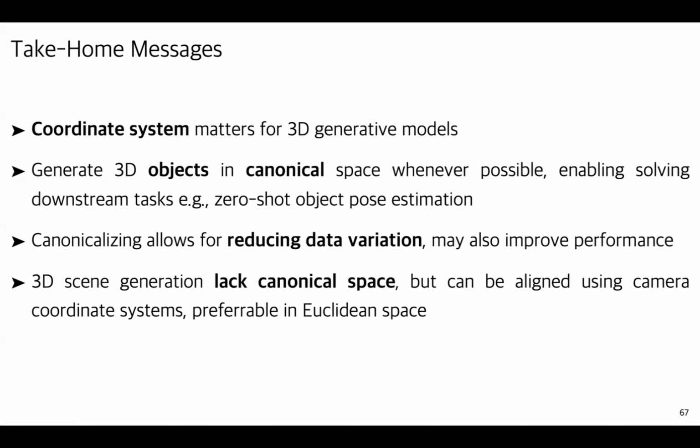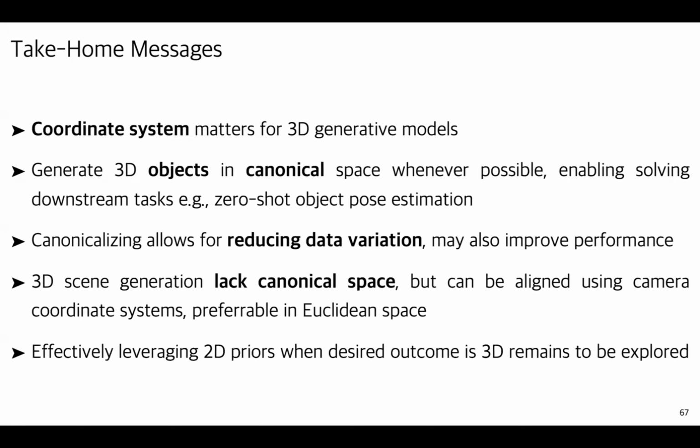But for scene generation, we lack a canonical space, but this can be aligned using the camera coordinate system, preferably in the Euclidean space instead of in the camera space. And considering the trade-off for this 3D generation and 2D prior, if we want the desired outcome to be in 3D, then it's better to generate everything directly in 3D. But in that case, how can we effectively leverage 2D priors for that generation? It's still to be explored, and I think there is still much more that we can improve there.